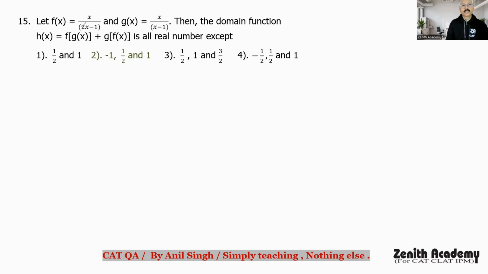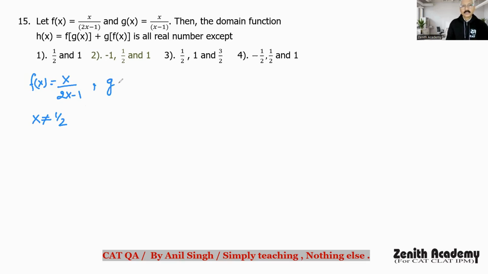The next question: f(x) is x by 2x minus 1, g(x) is x by x minus 1. Then the domain of function h(x) is f of g(x) plus g of f(x), all real numbers except. So here f(x) is x by 2x minus 1. This function will not be defined for x equal to 1 by 2, because on putting x equal to 1 by 2, this function's denominator will be 0. So x cannot be 1 by 2.